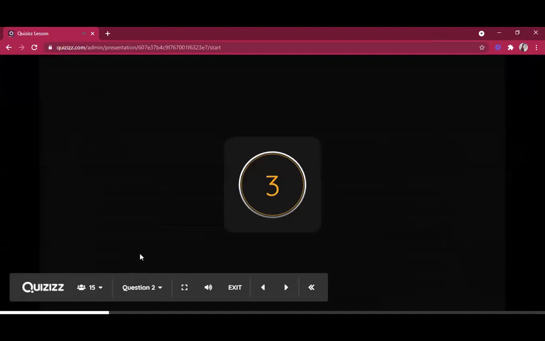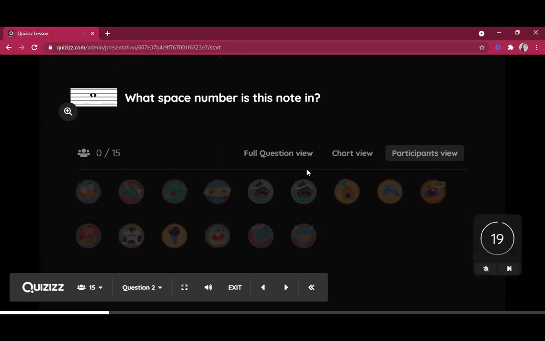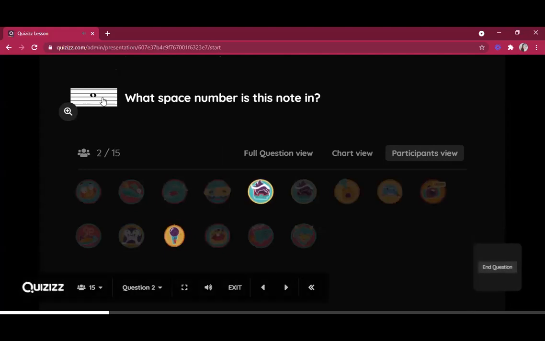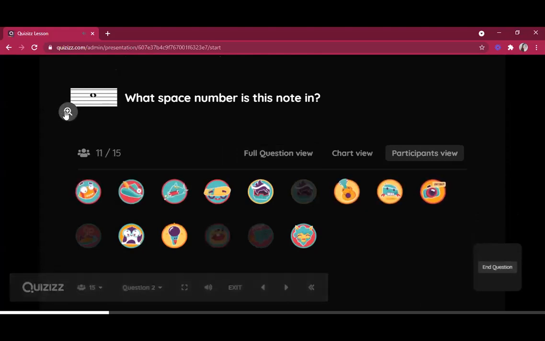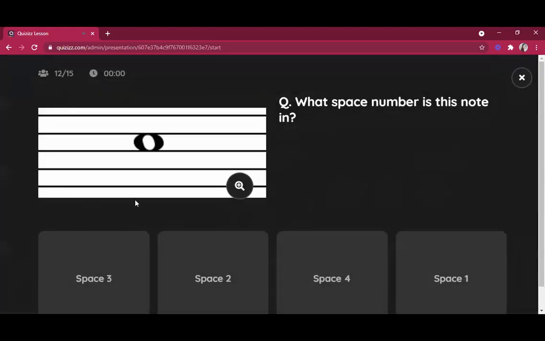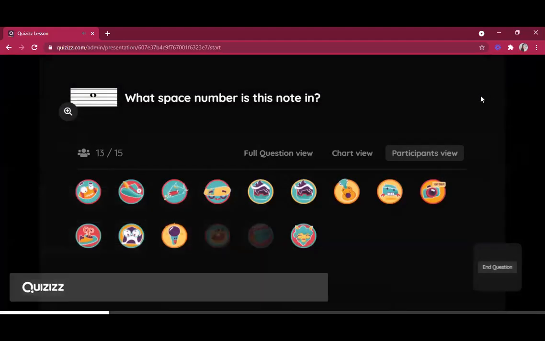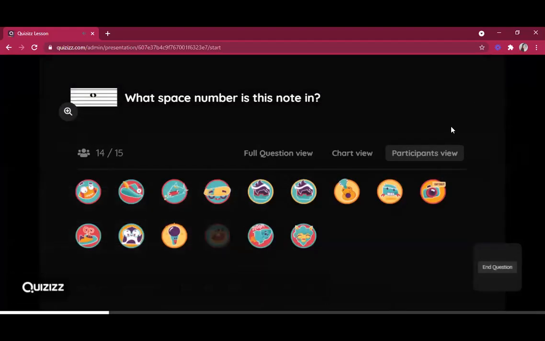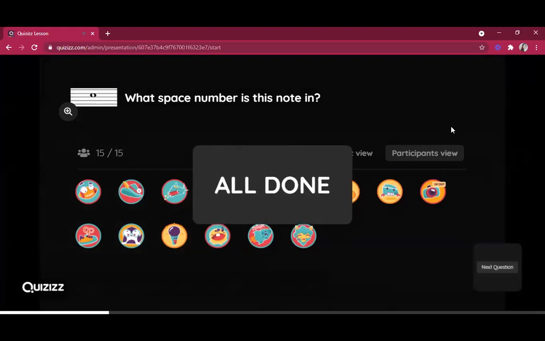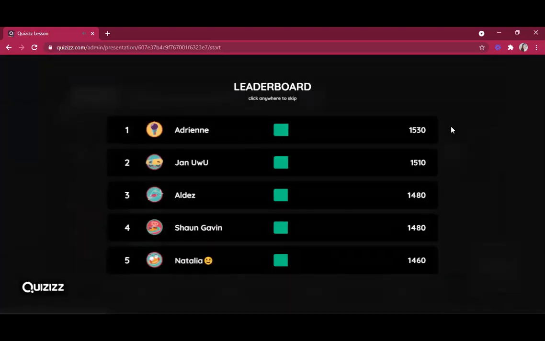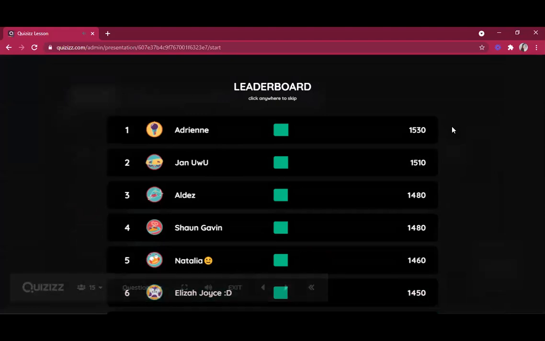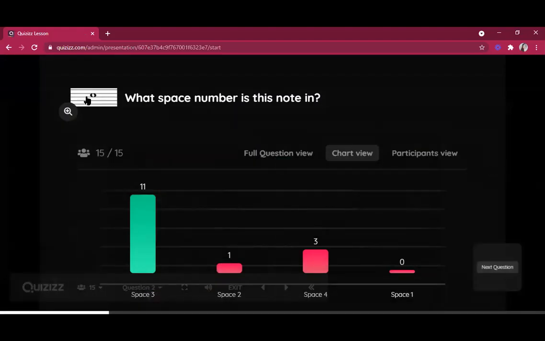Okay, next number two. What space number is this? Please take a look at first. You might get confused. You might press the wrong answer. It is 3. It looks like space 4 though. Okay, so you have space 3.